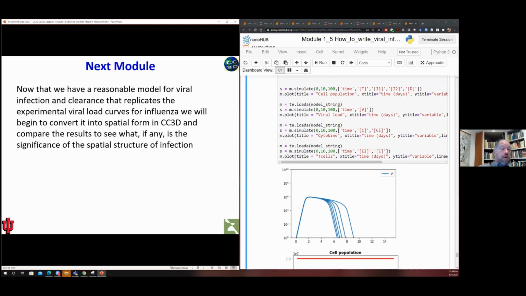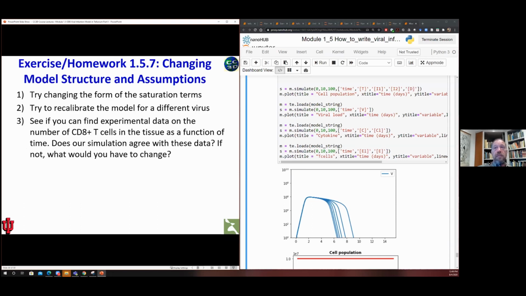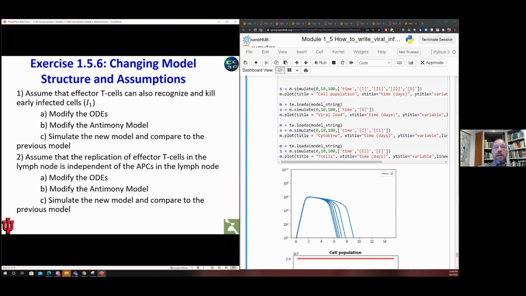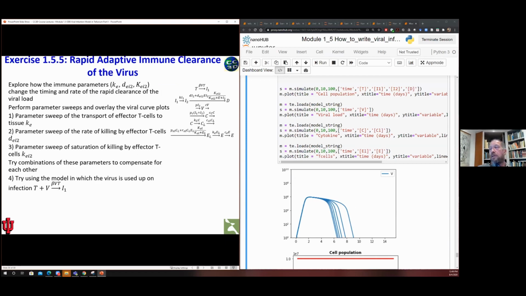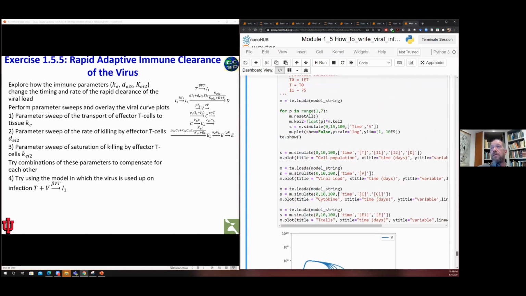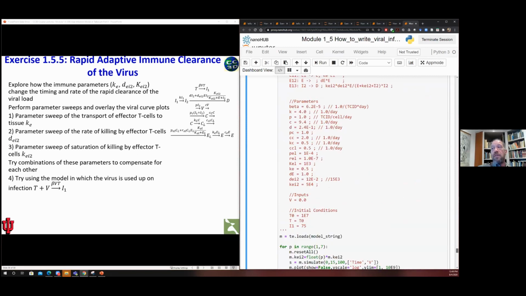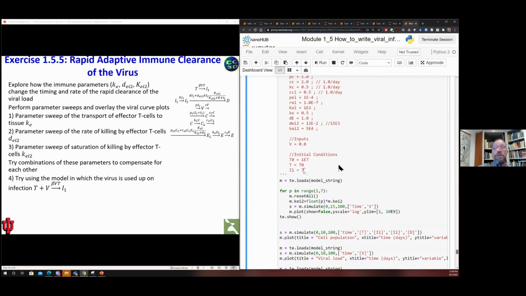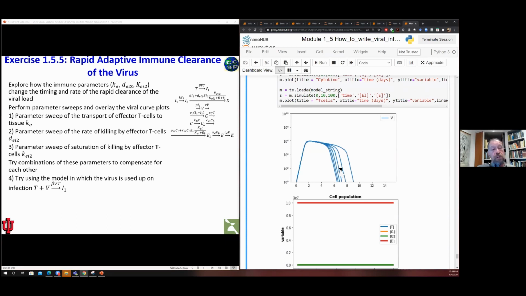And so the next thing we're going to do is we'll pass this model off to Josh, who will walk you through how to turn this into a CompuCell model and turn it into a cellular model. But before we finish that, let's come back and try everybody doing 1 or 2 parameter sweeps for a parameter that you might find interesting in this model, and ask the question, how does changing that parameter change the viral load curve? In particular, does it increase or decrease the maximum amount of virus?